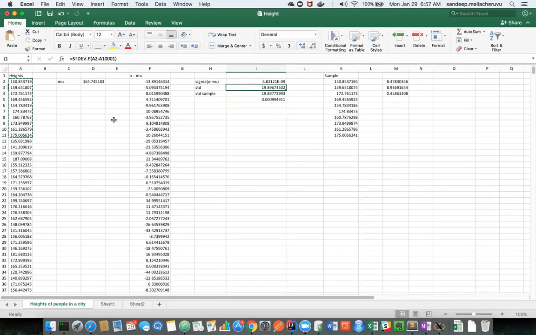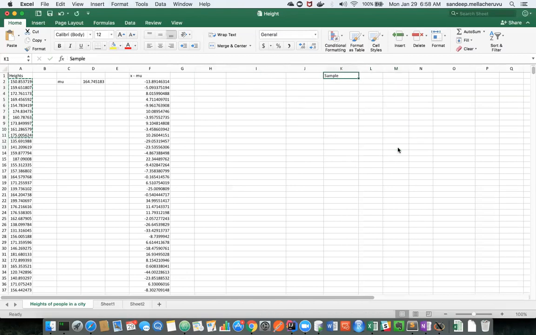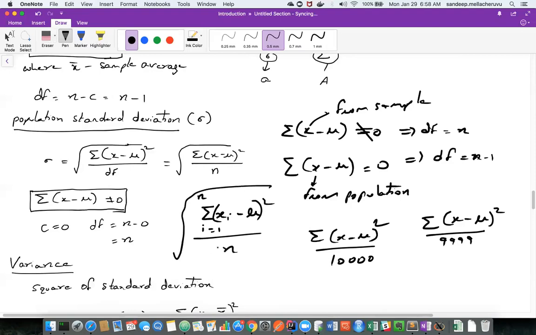X is your data. Let's do the standard deviation formula from here itself, but before doing that, let me explain what is happening. X is your data point. It should be sigma xi minus mu, where i runs from 1 to n, and this is squared, divided by n. This is the real formula that I should apply, but I am just writing it as sigma, discarding all these i's.